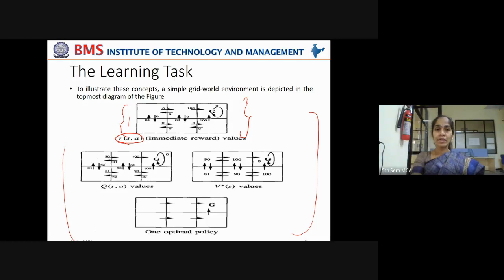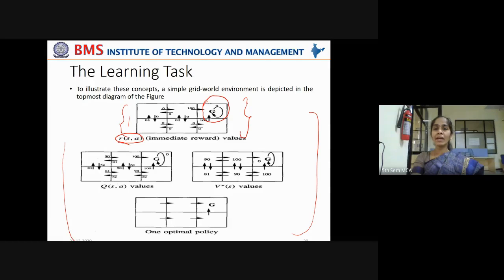Let us take it, starting from here. If it moves in either direction, the reward is 0, because it is not moving towards the goal state. Observe this G box, which is called the goal state.